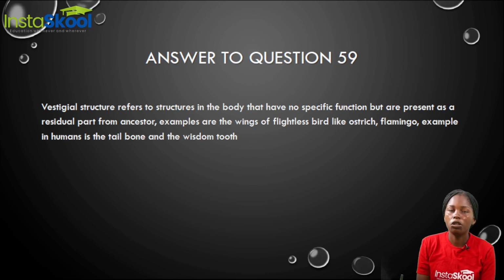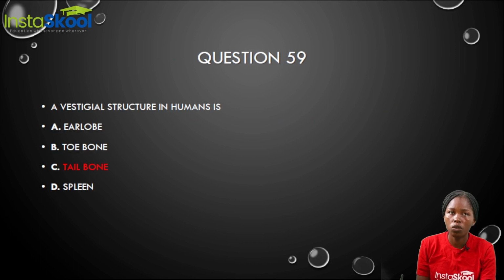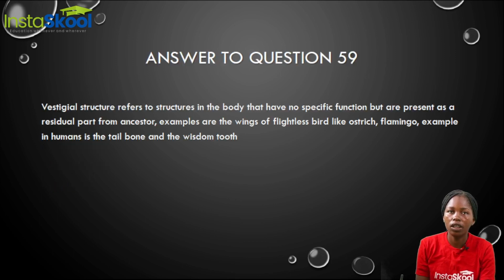Now, what about in humans? We have the wisdom tooth. It is a vestigial structure. We also have the tailbone. It is another example of vestigial structure. So our answer is option C. The tailbone is an example of vestigial structure in humans.